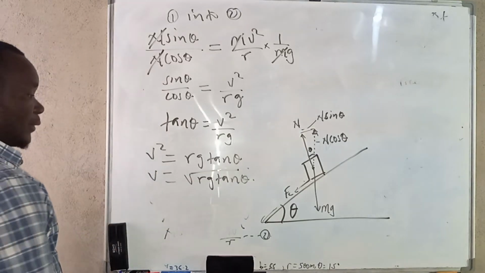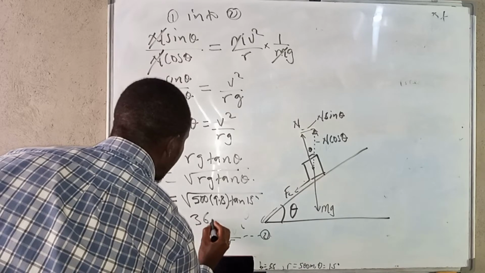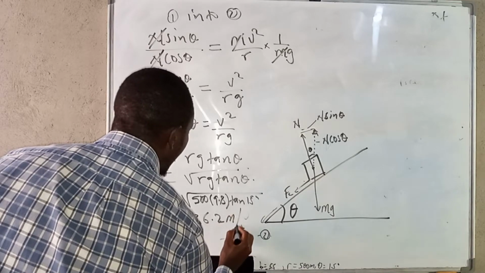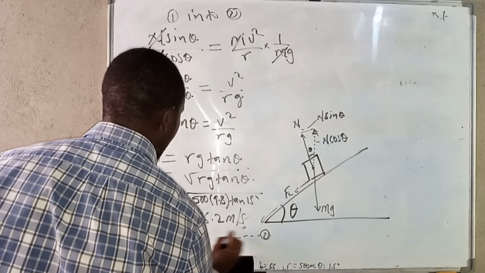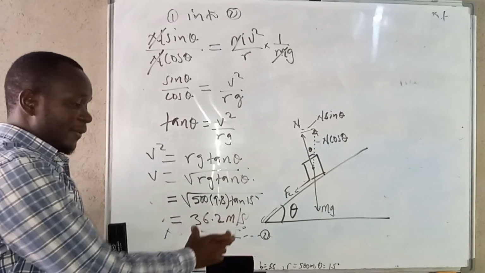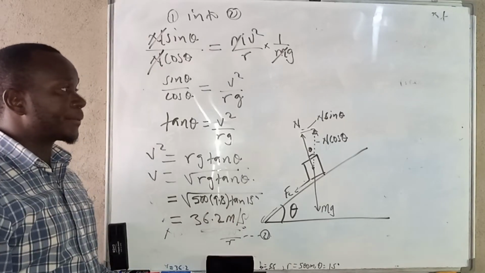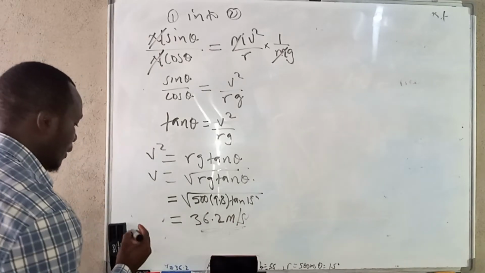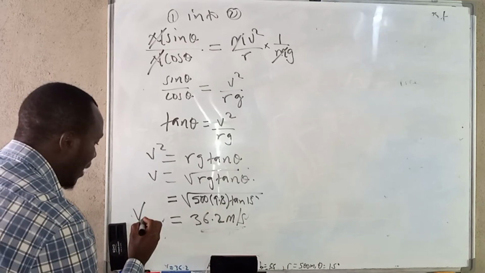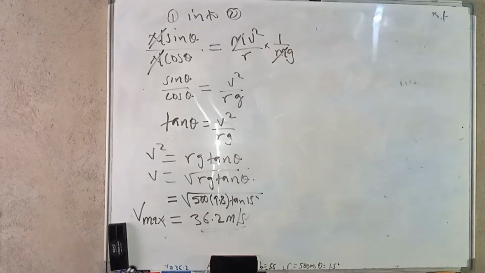If we plug in the values, this is going to give us 36.2 meters per second. So this is the maximum permissible speed that a vehicle must be moving with in order for it not to slip away from the road. This is the Vmax, the maximum speed if there is no friction between the road and the tires.